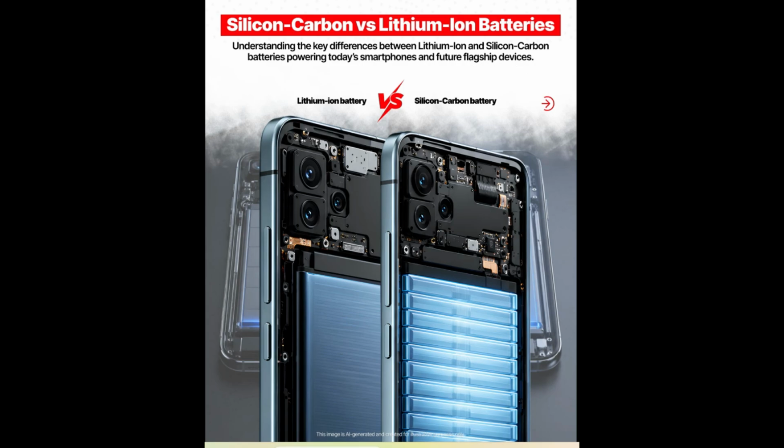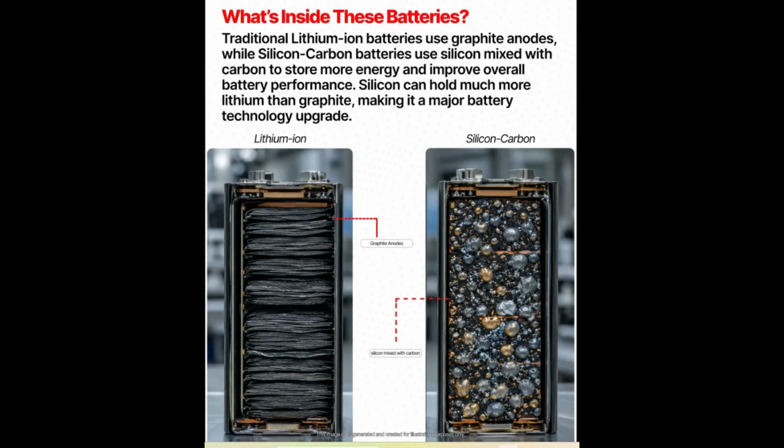Now, what is inside of this battery? Traditional lithium ion batteries use graphite. These are the lithium ion graphite anodes, while silicon carbon batteries use silicon mixed with carbon to store more energy and improve overall battery performance. This is the silicon.